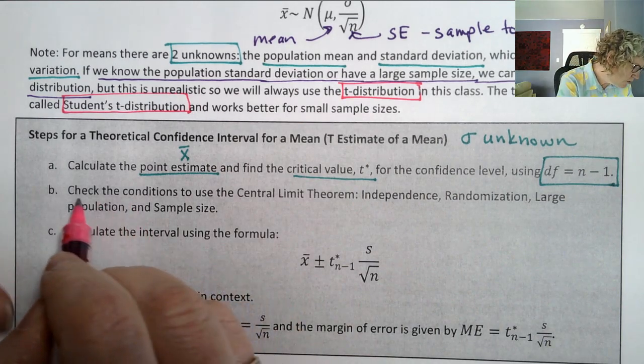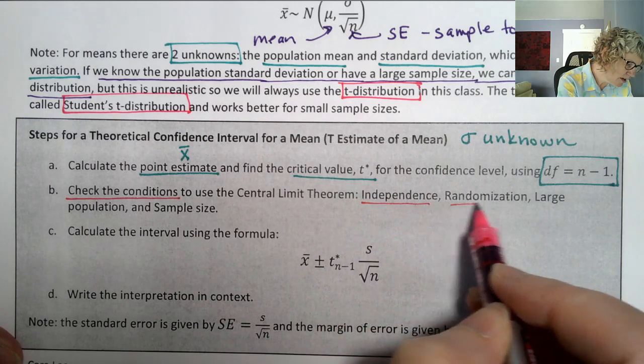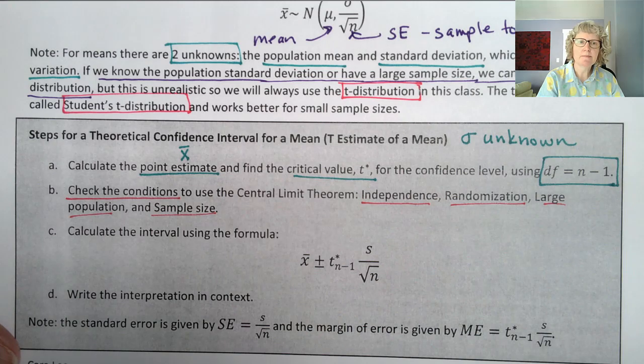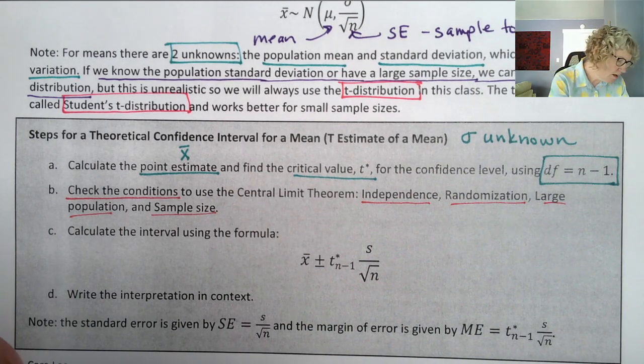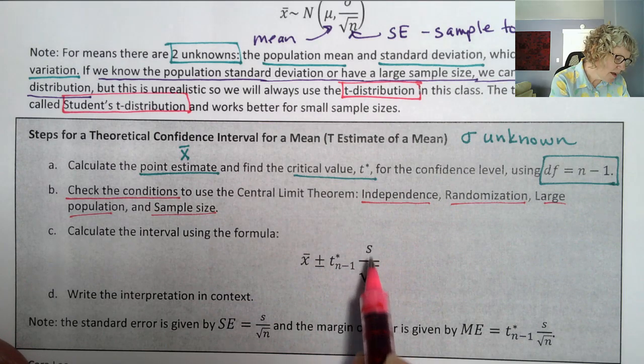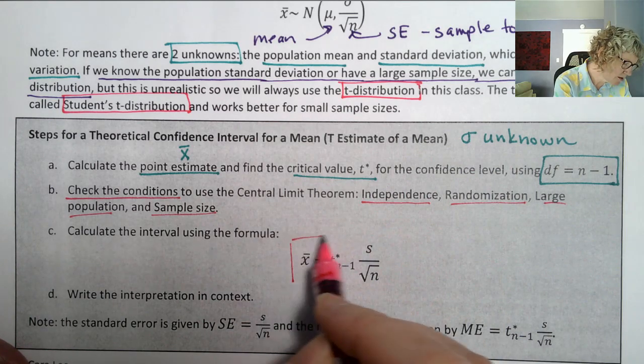Okay, then we're going to check the conditions, and those are the four things: independence, randomization, large population, and sample size. Okay, now we have our formula: x bar plus or minus t star sub n minus 1 times s over square root of n. Okay, so we'll break this formula down here.